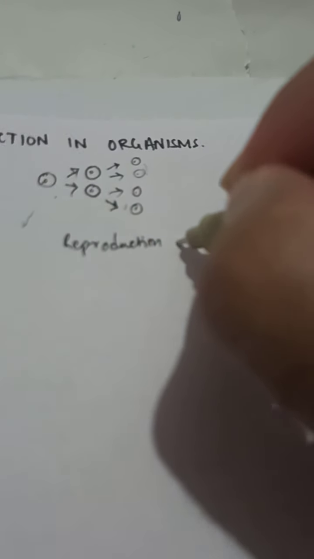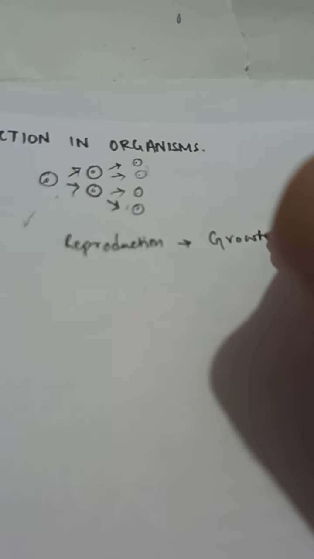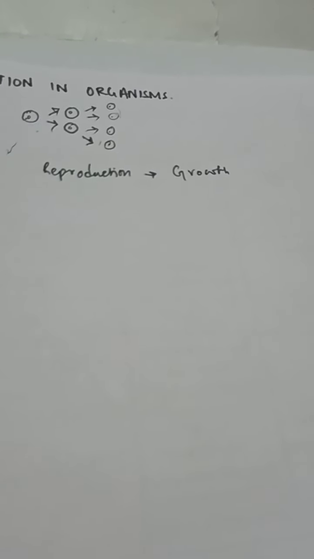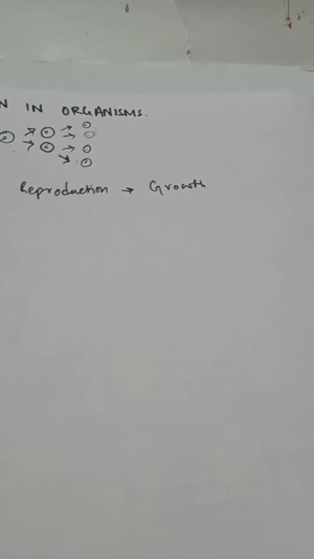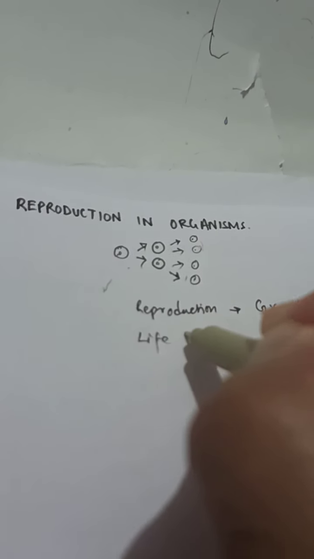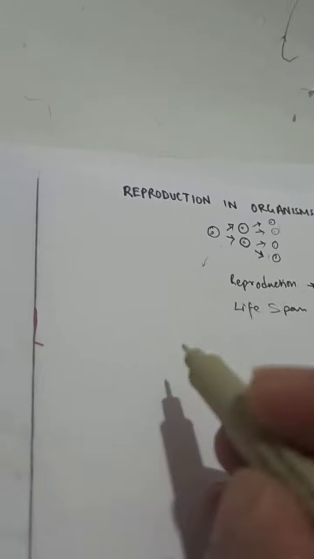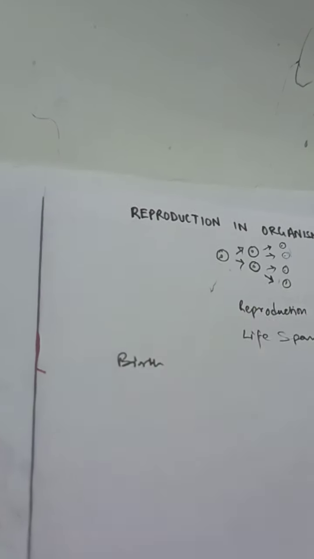there is definitely a phase of growth for the new individual. After every step of reproduction, there is going to be a step of growth for the new individual. Now this step of growth we can represent by the terminology of lifespan. When we talk about lifespan, it starts with the birth of the individual, where the individual was born.